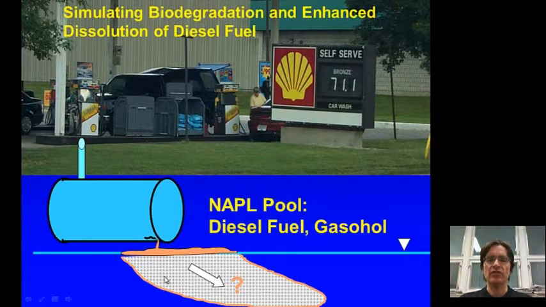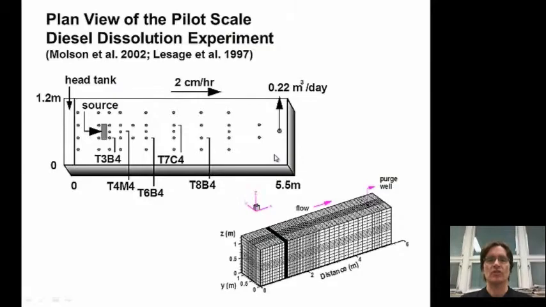So we're looking at diesel fuel, and in particular the behavior of diesel fuel with enhanced dissolution. We have this diesel fuel residing at the water table, and specifically with the use of humic acids was one method proposed to enhance the dissolution. So we'll be looking at that. This is based on a dissolution experiment performed at Environment Canada in the late 90s, early 2000s, and we published some papers on this. So this is another example of just how to set up a model.